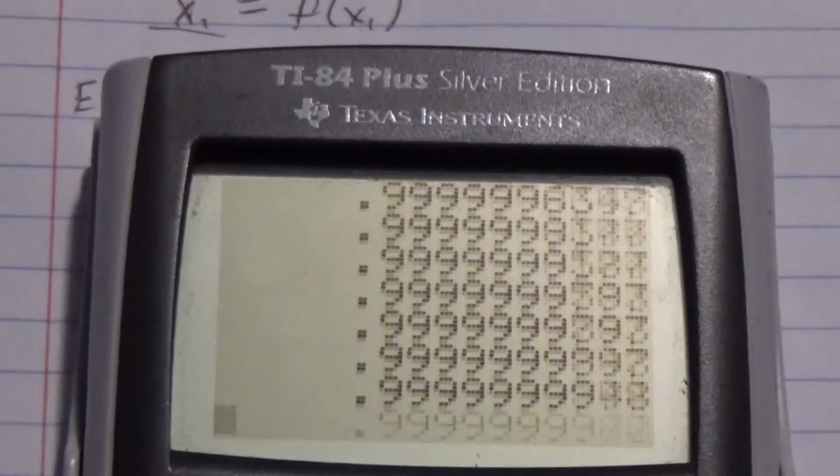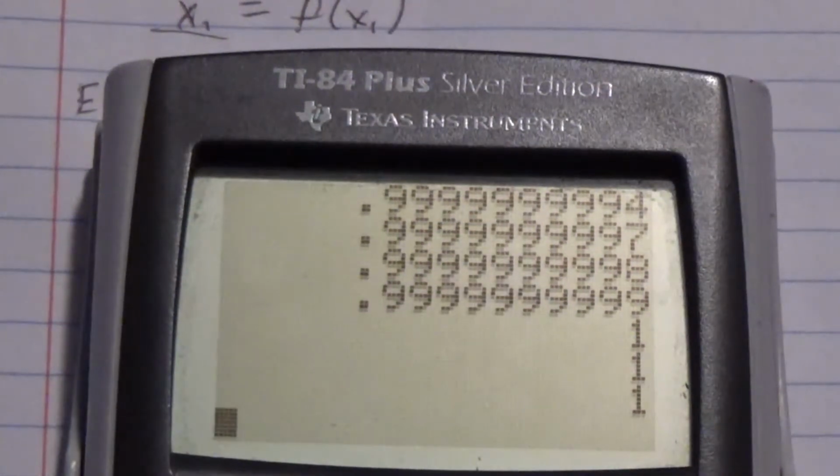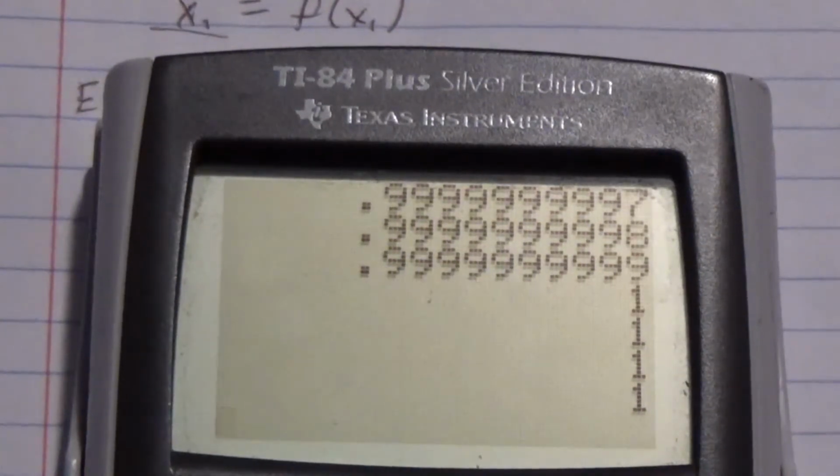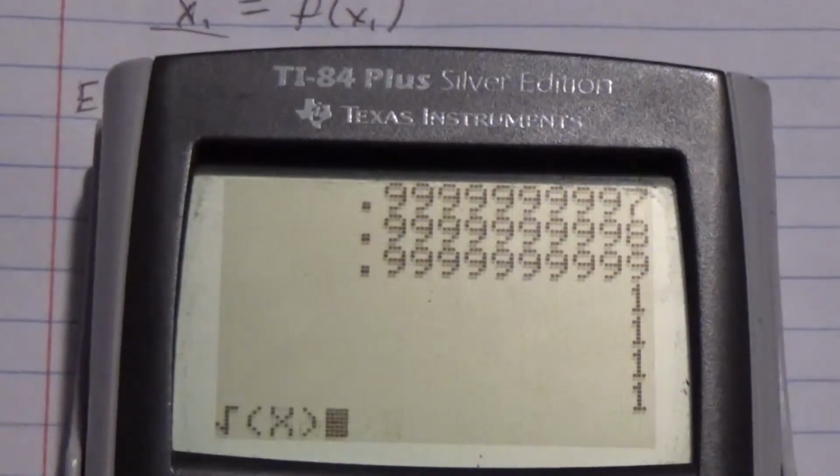And sure enough, after several iterations, we end up with 1 as our fixed point. And from there, if we were to take the square root again, we just get 1. So that's why it is a fixed point, by definition. But we also see, experimentally, that's what we get.